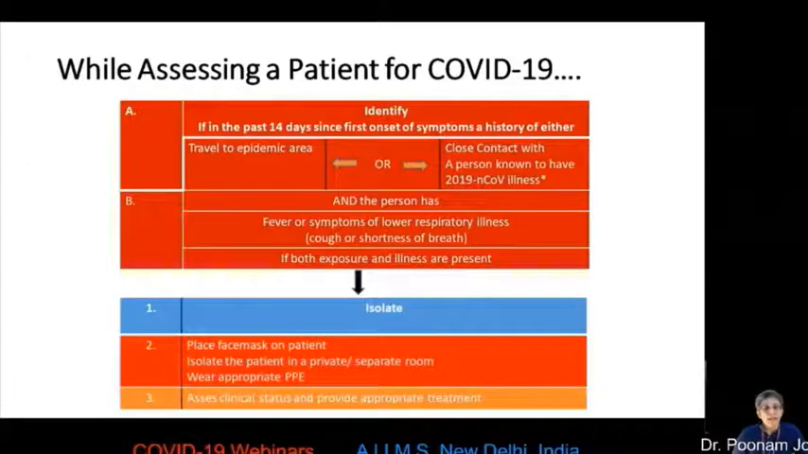When a patient comes to us in the triage area, the ward or the ICU, how are we going to assess a patient for COVID-19? First of all, we have to take history and identify if, in the past 14 days since the first onset of symptoms, there is a history of either travel to an epidemic area or close contact with a person known to have COVID-19 illness, and the person has fever or symptoms of lower respiratory illness such as cough and shortness of breath.